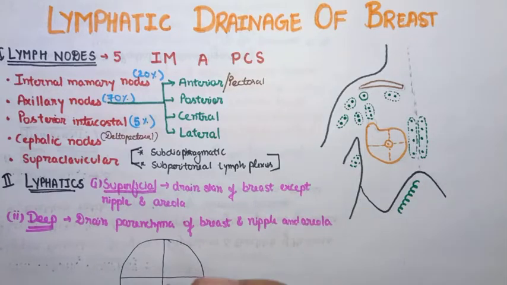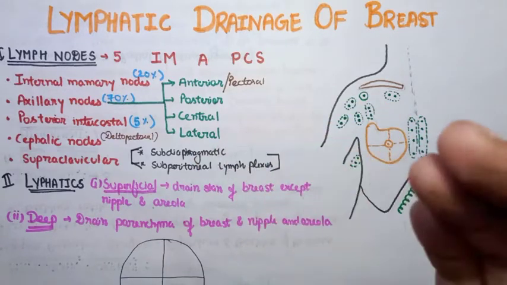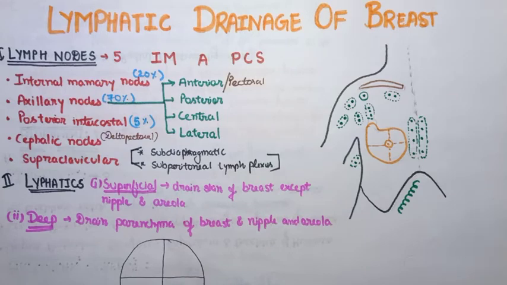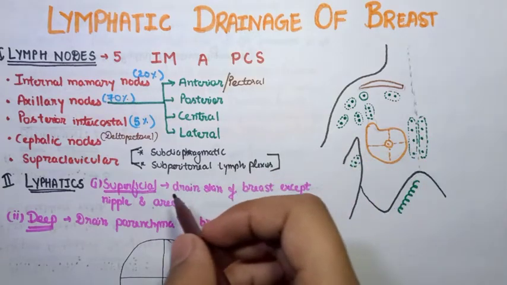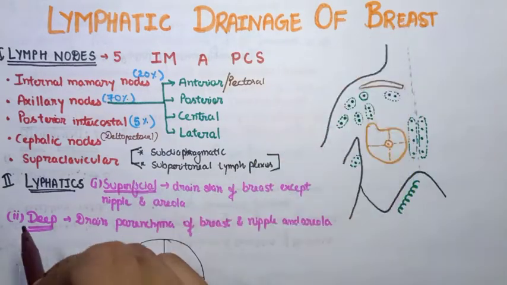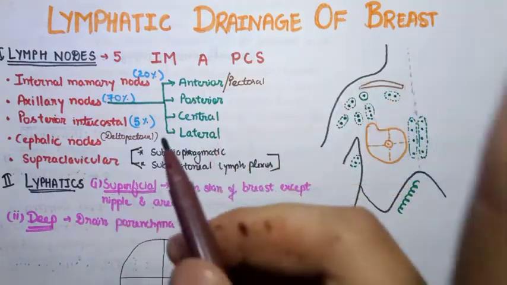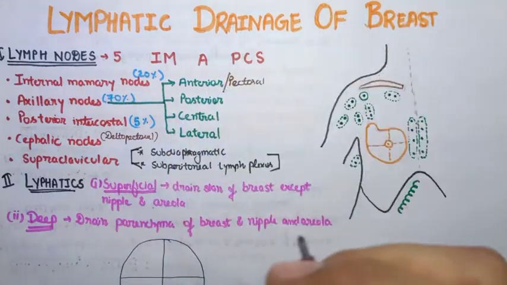And the deep lymphatics drain the parenchyma, or the content of the breast, and the nipple and the areola. So the remaining part of the skin, the nipple and the areola, is also drained by the deep lymphatics along with the main parenchyma of the breast.